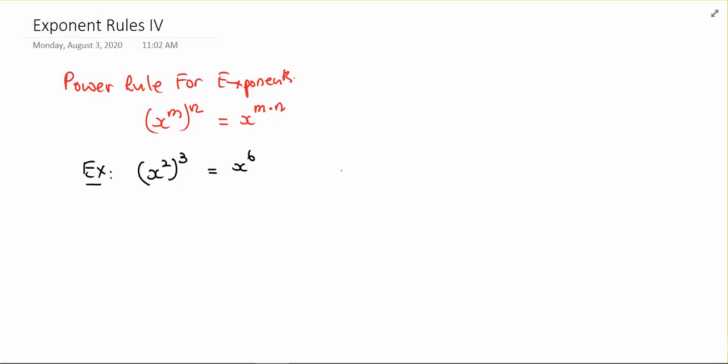Well, let's break this down and do it slow-mo, right? So x squared, the x squared right there, that is x times x, right? And then you still have the 3, and that 3 says this is x times x, that's one of them, times another x times x, two of them, times another x times x, that's 3 of them, and you can see that that works out to be x to the 6th. So that's the power rule for exponents.